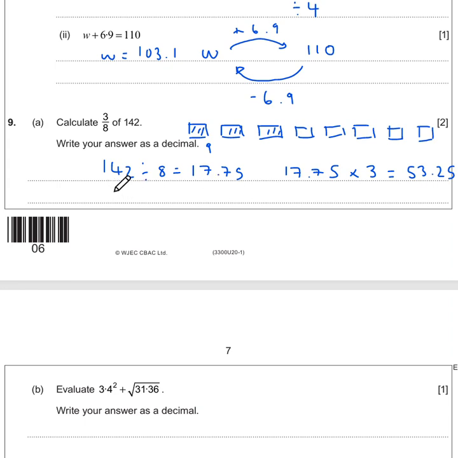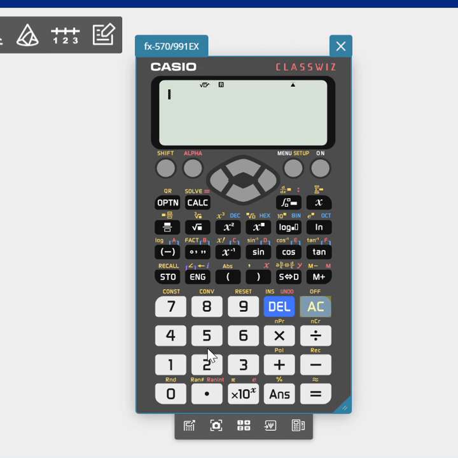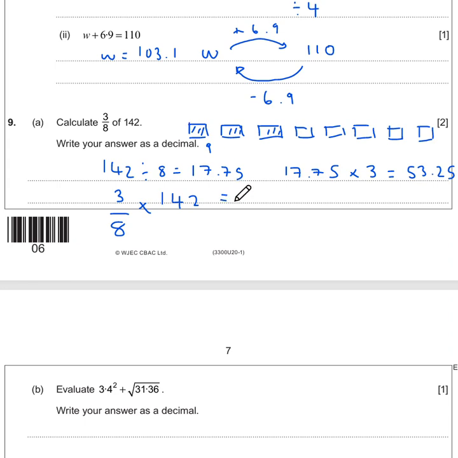If you are using your calculator, another method is, so 3/8 of 142, we can replace that "of" by times. So if we pop that into the calculator, 3/8 times 142, it gives us the fraction. If we press this button, change it to a decimal, gives us 53.25. So whichever method you are more comfortable with, work that one out.